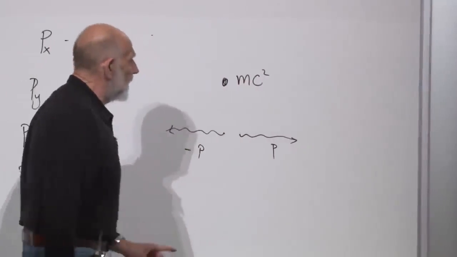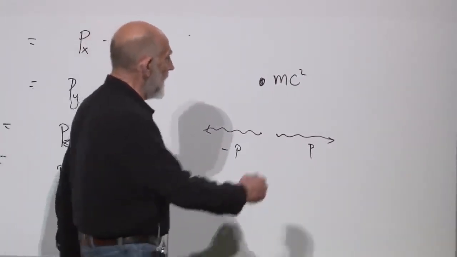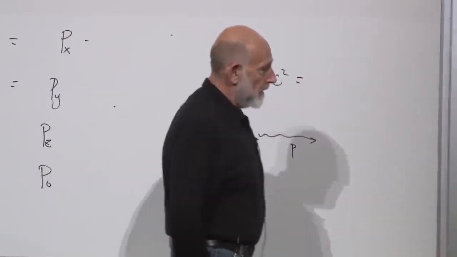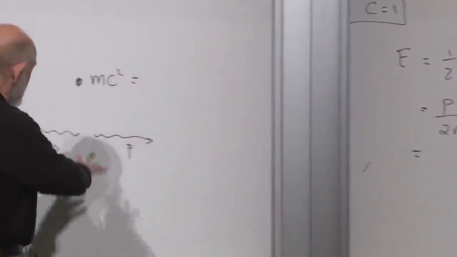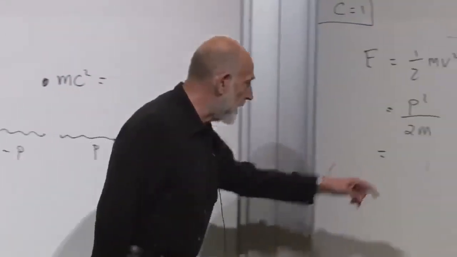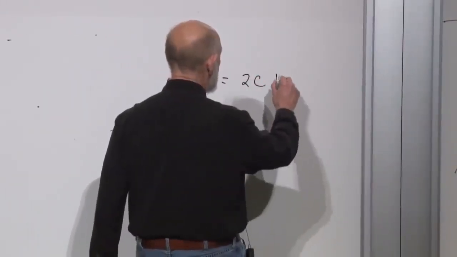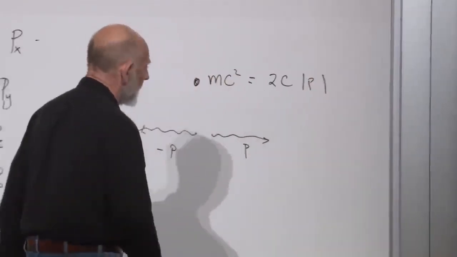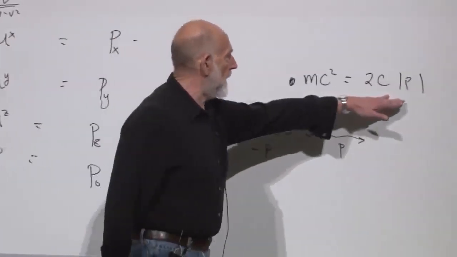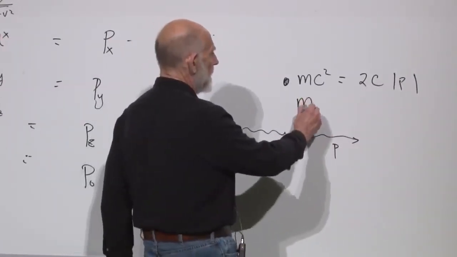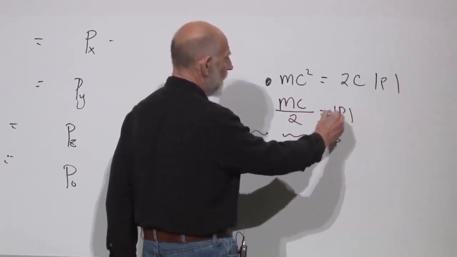That has to equal the energy of the resulting 2 photons going off. So this has to equal the energy of the 2 photons. The energy of the 2 photons is the same because they have the same magnitude for the momentum, and it's just equal to twice the speed of light times the absolute value of the momentum, p. So that tells us what the absolute value of the momentum has to be. It's mc over 2. That's the momentum of each one of the photons.